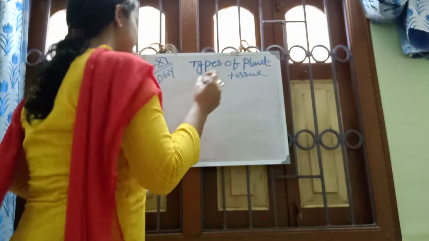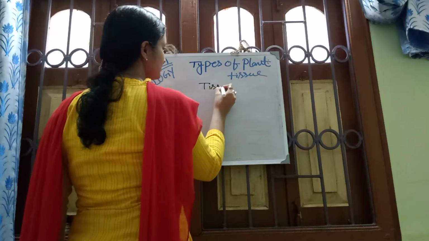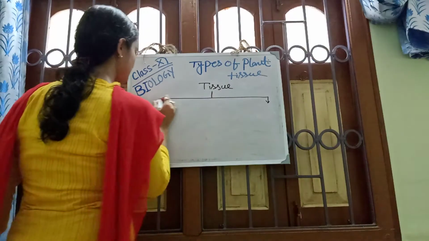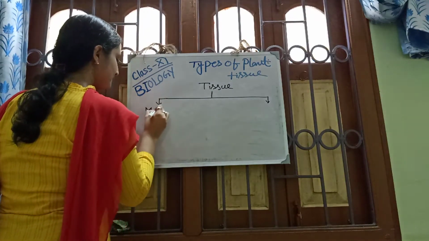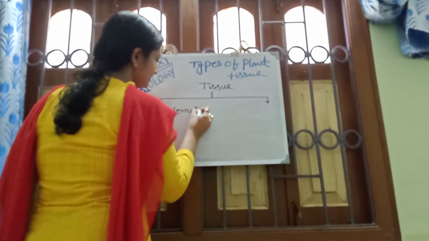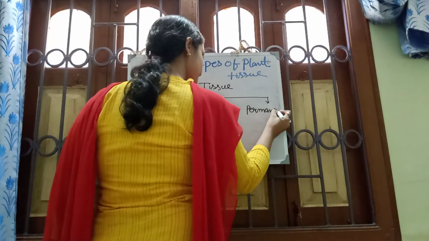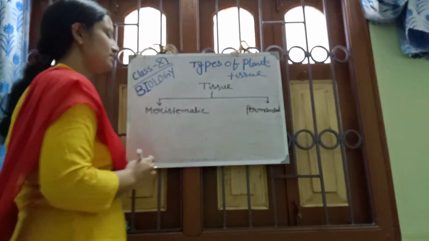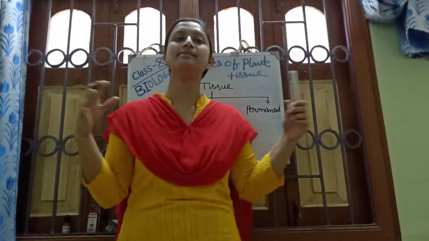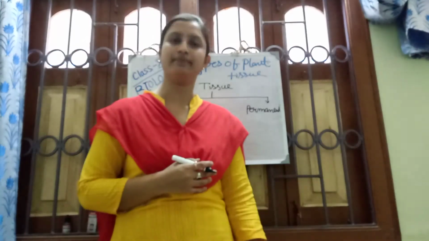The plant tissue is first divided into two types: meristematic tissue and permanent tissue. Meristematic tissue means all the dividing cells. This tissue is a dividing tissue. All the dividing cells form meristematic tissue. But permanent tissue is made of undividing cells.